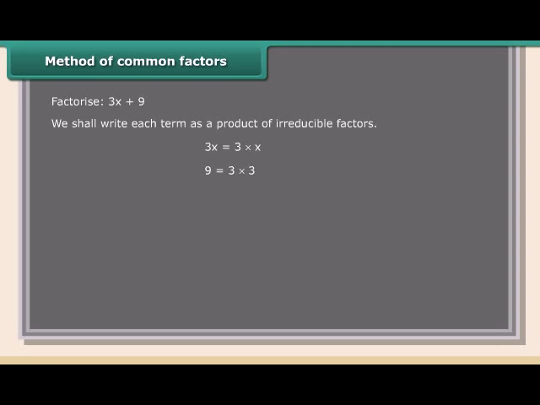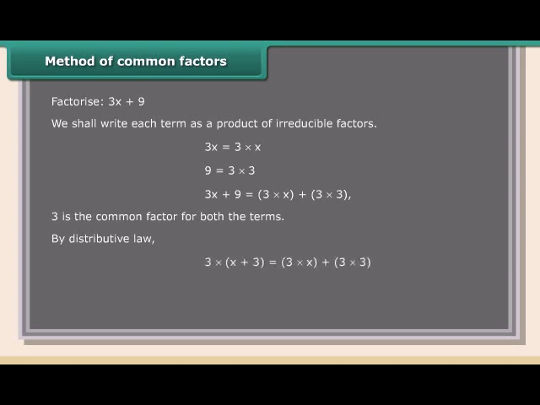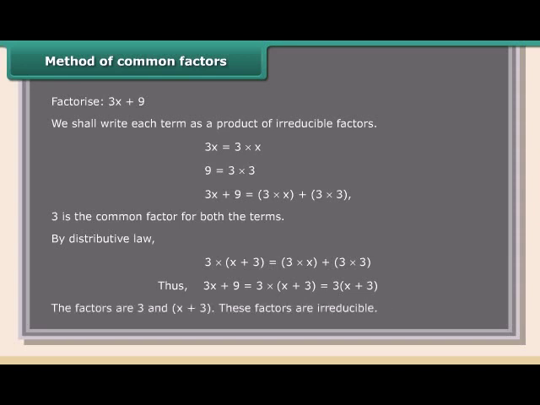Method of common factors. Factorize 3x plus 9. We shall write each term as a product of irreducible factors. 3x is equal to 3 into x. 9 is equal to 3 into 3. 3x plus 9 is equal to 3 into x plus 3 into 3. 3 is the common factor for both the terms. By distributive law, 3 into x plus 3 is equal to 3 into x plus 3 into 3. Thus, 3x plus 9 is equal to 3 into x plus 3. The factors are 3 and x plus 3. These factors are irreducible.